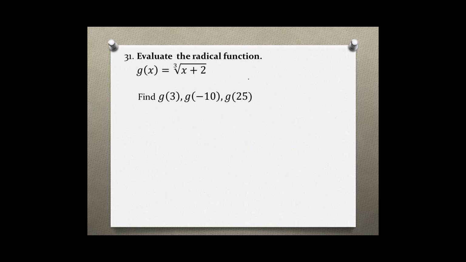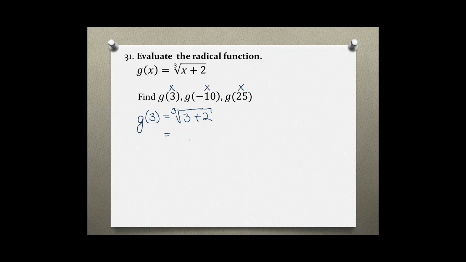In the next part of the problem, we are given a different function. So now we have g of x equals the cube root of x plus 2. And we are given different function values. So here we are finding g of 3, g of -10, and g of 25. Again, all these numbers are the x values that we will have to plug into the equation. So starting with the first one, g of 3 is equal to the cube root of 3 plus 2.